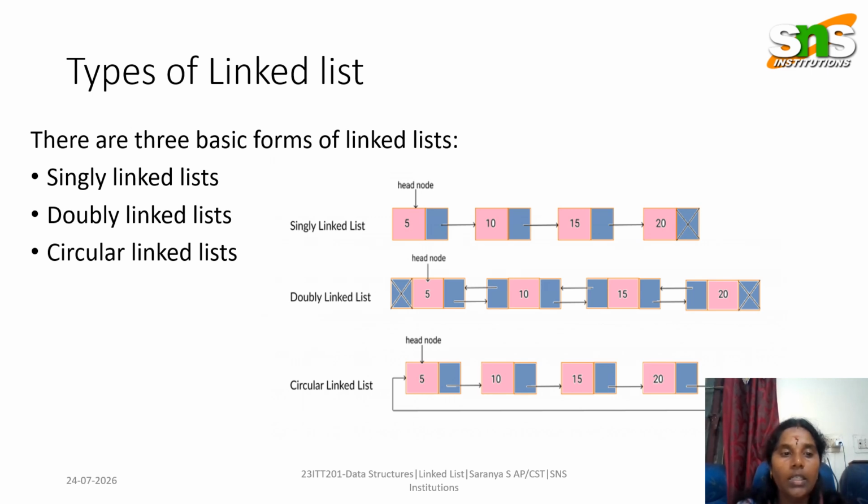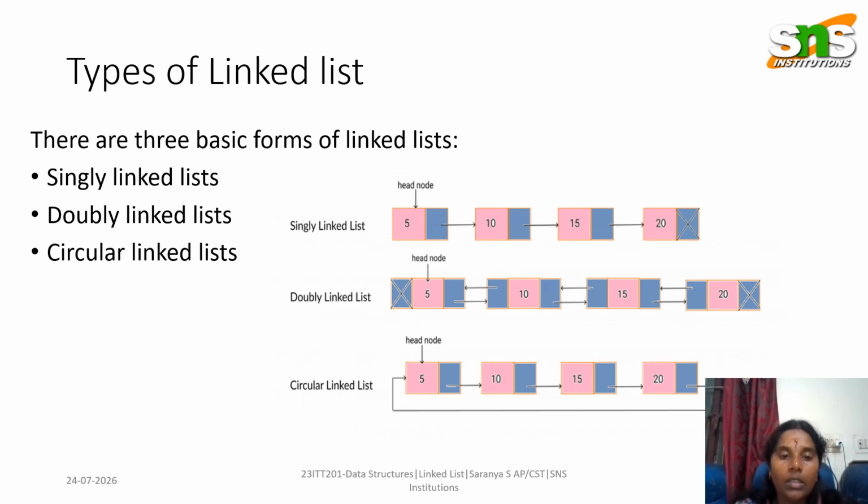The next one is the doubly linked list. The doubly linked list is a two-way linked list. It is a more complex type of linked list that contains a pointer to the next node as well as the previous node. Therefore, it contains three parts: data, the pointer to the next node, and the pointer to the previous node. This allows us to traverse the list in both forward and backward directions.